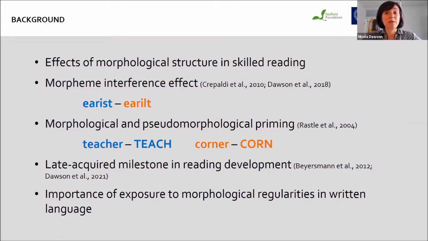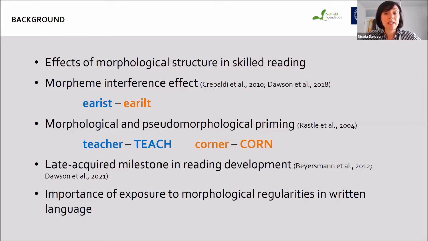And we see the opposite effect with real words, so that people are quicker to recognise a word like teach when it follows a morphological relative like teacher, compared to an unrelated prime. And when this prime is presented very briefly, we even see this effect extended to words like corner, that only have the appearance of morphological structure at the level of orthography, but aren't actually linked in meaning to the base word. So this suggests that knowledge about these morpho-orthographic patterns has become embedded in the reading system for skilled readers.